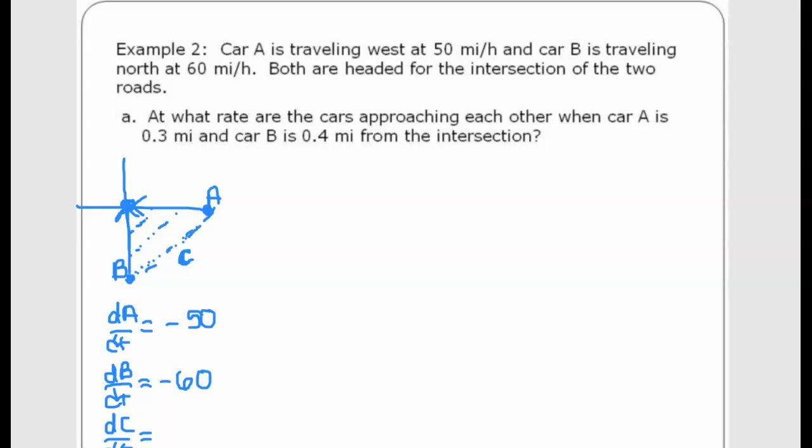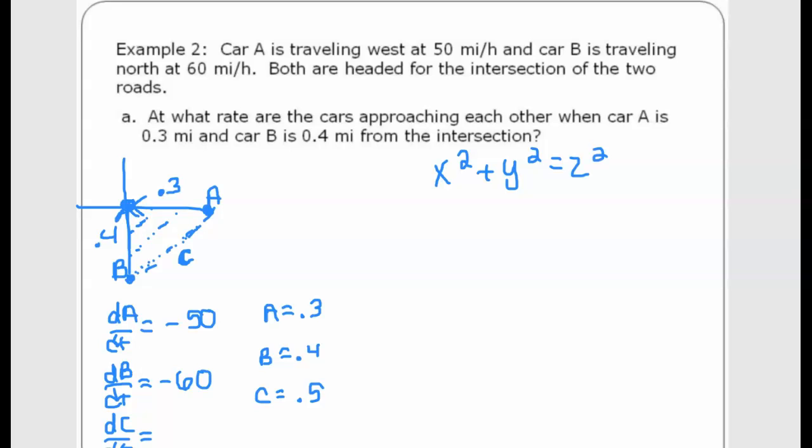So A is 0.3 miles, B is 0.4. So what's that make C? 0.5. 3, 4, 5 triangle again. All I had to do is take 3, 4, and 5, divide them by 10. And you get 0.3, 0.4, 0.5. So we have a right triangle approaching an intersection. Therefore, we have the Pythagorean Theorem.